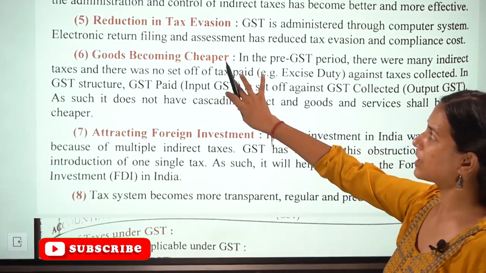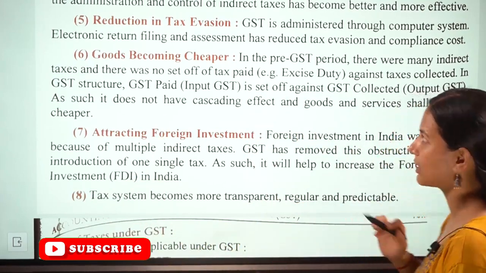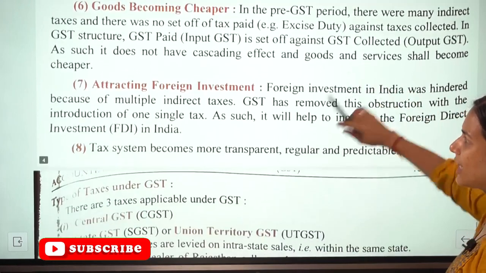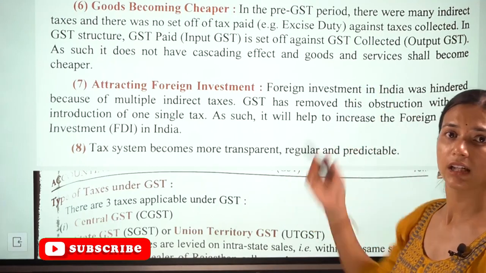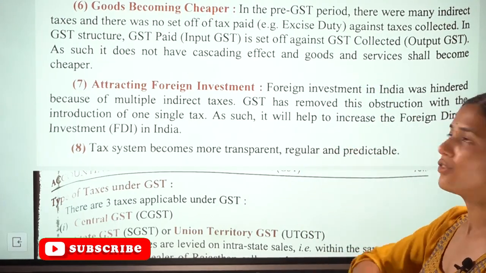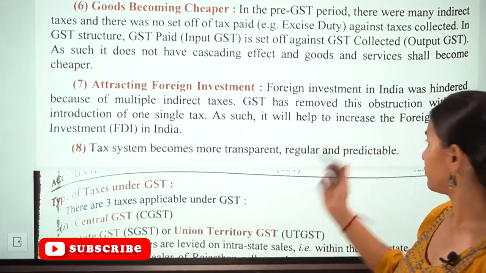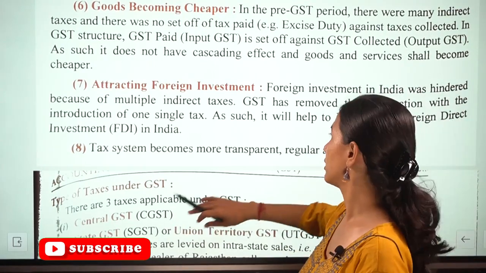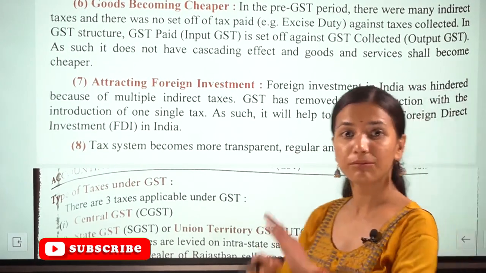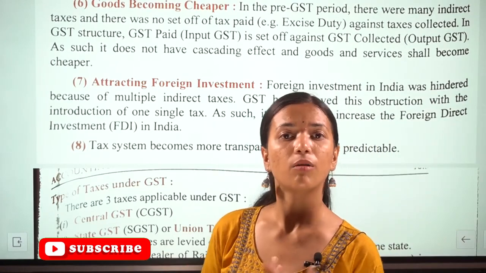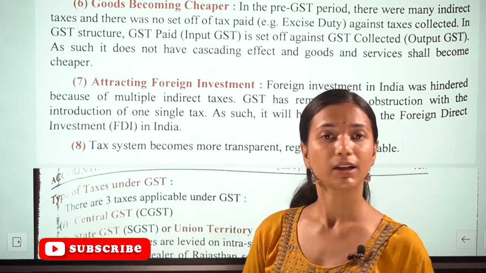Next we have goods becoming cheaper because there is no tax on tax method. There is only one indirect tax, that is GST. Then attracting foreign investment. Foreign investment was hindered because of the multiple indirect taxes. Now GST has removed all these things, and because of the introduction of one single tax, foreign direct investment in India has increased. The tax system has become more transparent, regular and predictable. We know how much we need to pay, how much we need to receive, and how much needs to be set off. So these things have become very easy.